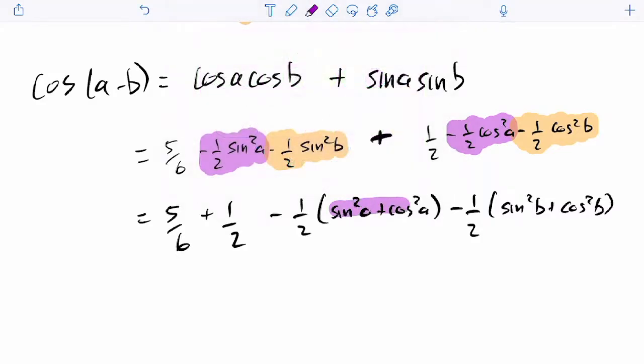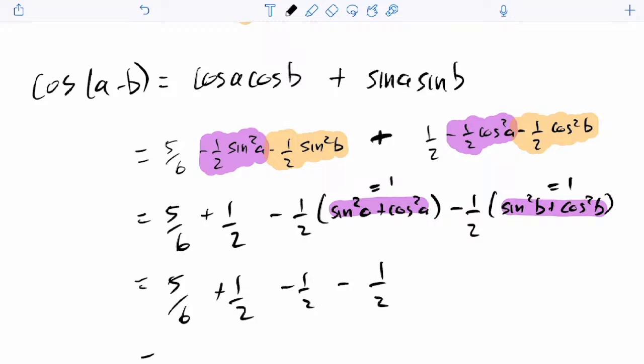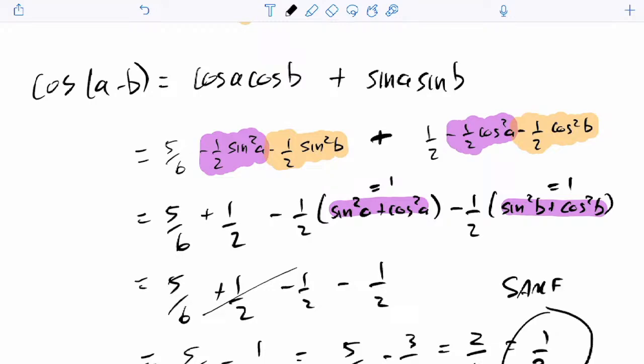So you can probably see why I added both equations. But that's equal to 1 and that's equal to 1. So you get 5 over 6 plus a half minus a half minus a half is equal to 5 over 6 minus a half, which is 5 over 6 minus 3 over 6, which is 2 over 6, which is a third. You get the same thing. So it's a little more algebra intensive.